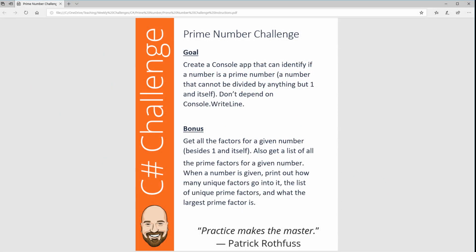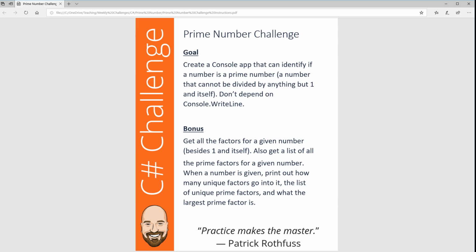Here are the instructions for this challenge. If you're on YouTube, you can get these instructions as well as a copy of this video by following the link in the description. The goal for this week is to create a console app that can identify if a number is a prime number. Now, a prime number is a whole number that cannot be divided by anything but one and itself.